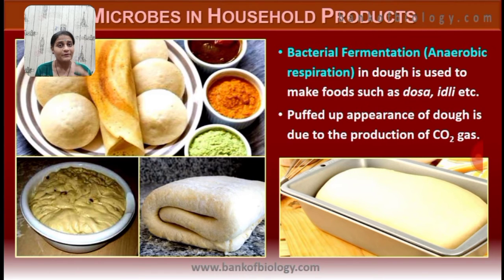Now you know what is being done for making the batter of dosa and idli. First the rice is soaked overnight and then it is ground, right? After grinding, a little amount of curd is added. And then the vessel is closed and kept in a warm place. After a few hours, you will find a puffed up appearance of the dough, and this is due to the production of carbon dioxide. Okay, carbon dioxide gas, which is produced through the fermentation process by bacteria, rises the batter or the dough.